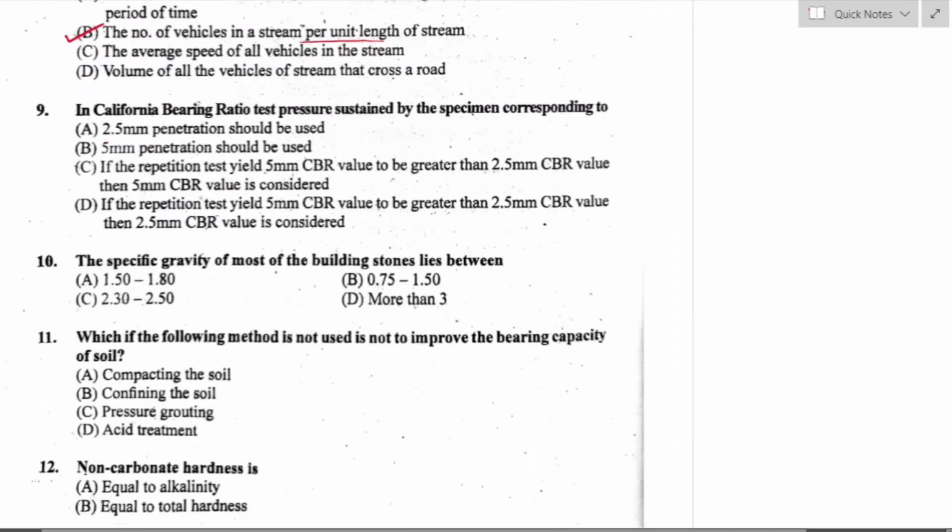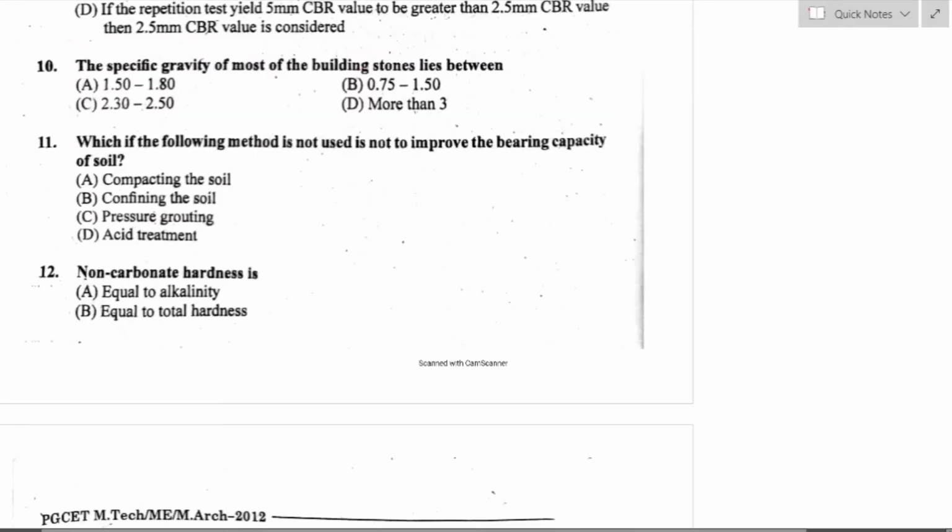Question number 9. In California bearing ratio test, if the pressure sustained by specimen corresponding to CBR for 5 mm exceeds that for 2.5 mm, the test should be repeated, and if identical results are shown, the CBR for 5 mm penetration should be taken for design. So the right answer is option C. Question number 10.